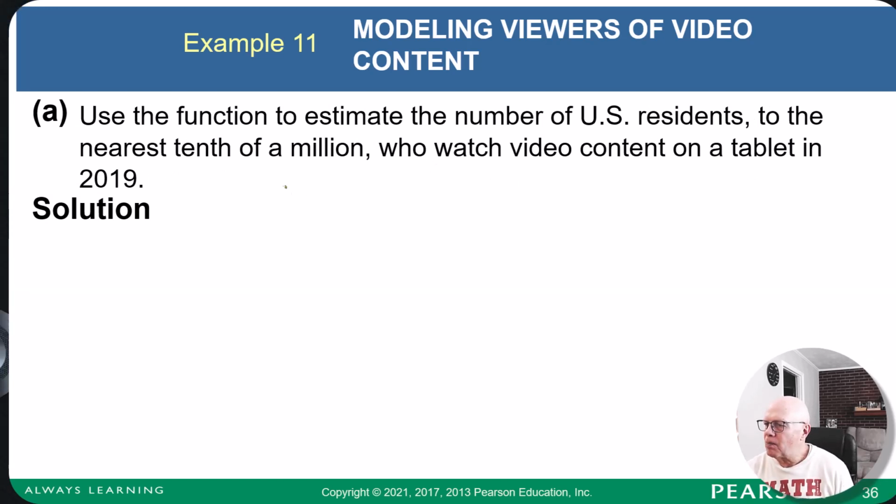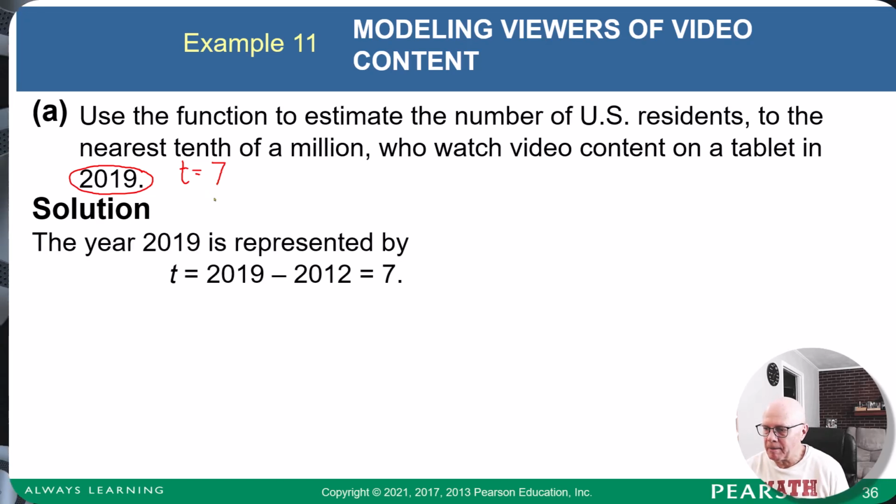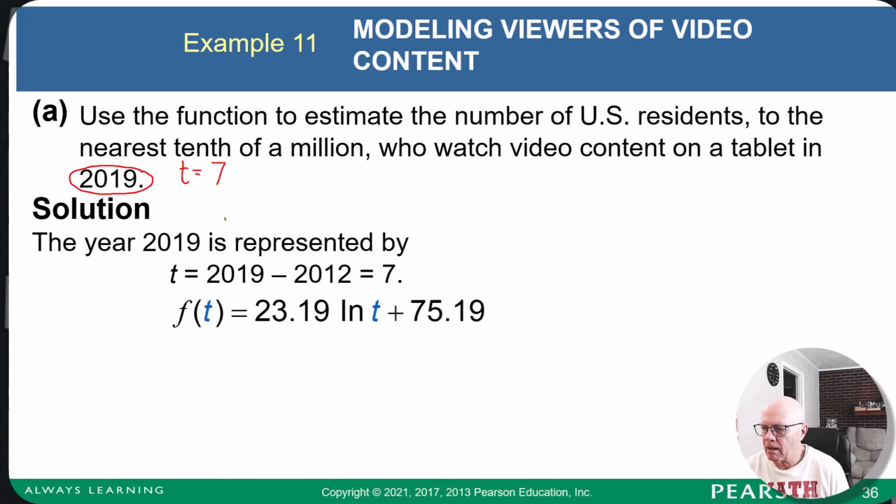So, how many viewers did we have in 2019? Well, remember what t is? T is the number of years after 2012. So t equals 7. So all we need to do is put 7 in where these t's show up.